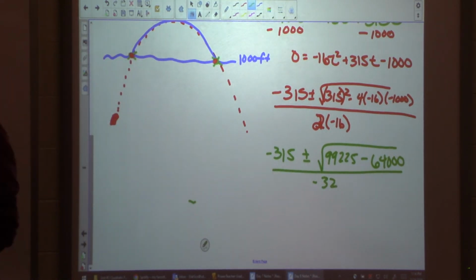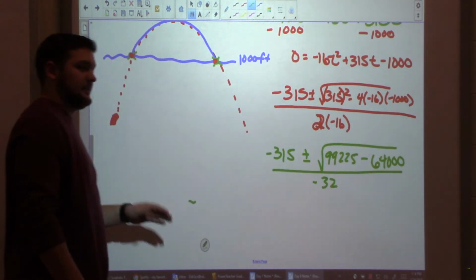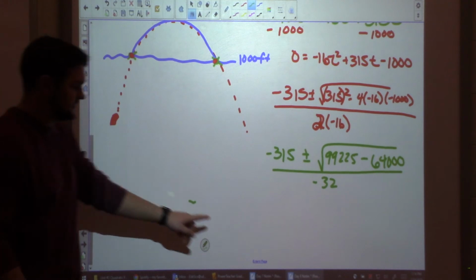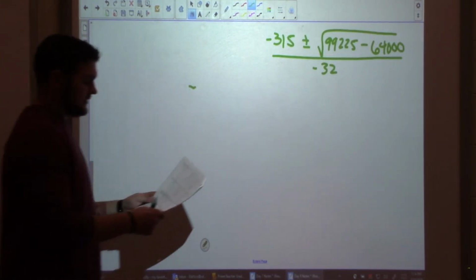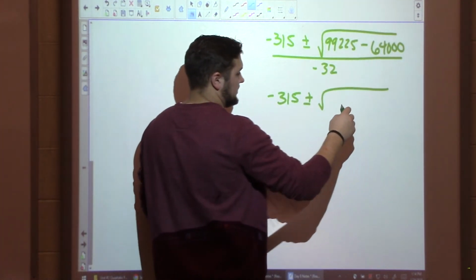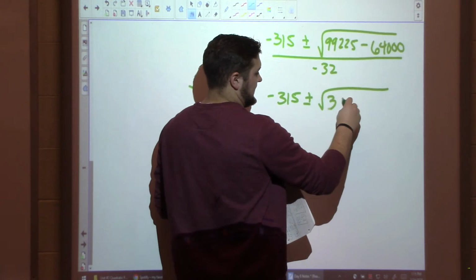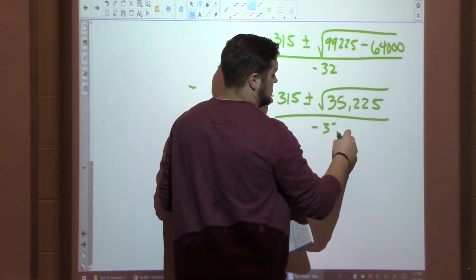Okay. All I'm doing is the calculations. I'm putting each piece into my calculator separately. That's how I like to do it. If you want to put it all in at once, good luck. So, negative 315 plus or minus the square root of 35,225 over negative 32.